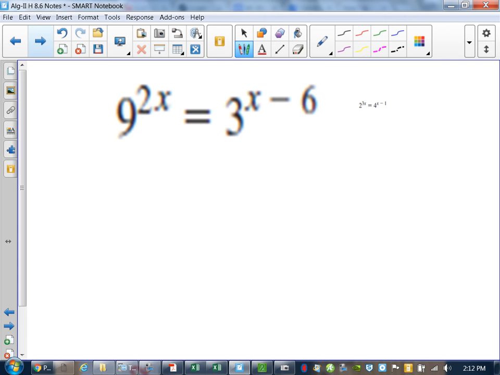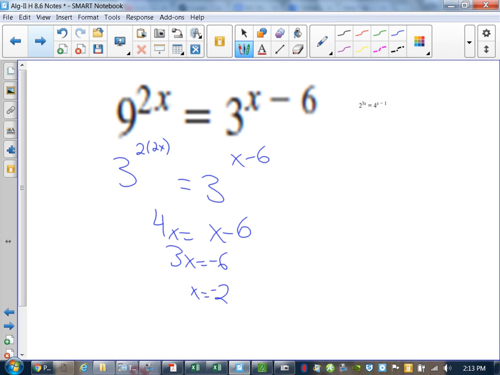So you rewrite it. Are the bases the same? When the bases are the same, your exponents can drop. You don't have to show the step of log base 3 on both sides. And you get 4x. Subtract the x. And you get x equals -2.